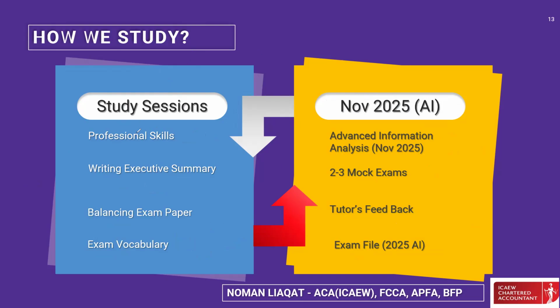Another concern in the study session is the professional skills. As the case study is a skills-based exam, we will talk about the professional skills that you require, and how to write the executive summary, particularly after the emergence of CB-based exams. You have to be quite careful about the executive summary. Balancing your exam paper, obviously: how you can make sure that you are balanced among all of your requirements. Requirement 1, requirement 2, requirement 3, executive summary, and ethics.